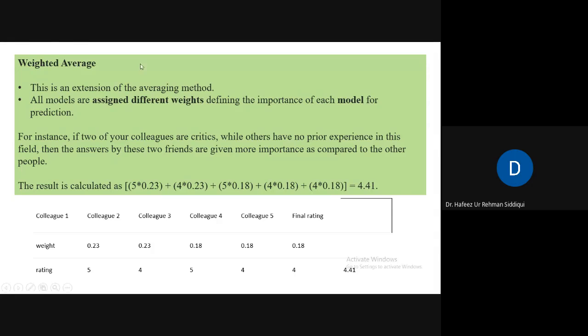So here the same idea we are applying in our model. For example, this guy has weight 0.29, this guy has weight 0.18, and this guy has 0.23. So whatever this guy predicts, we will multiply with the weight. And if this guy predicts anything, we will multiply with this weight, and at the end we will add them.